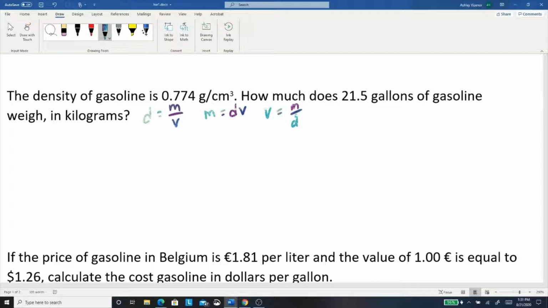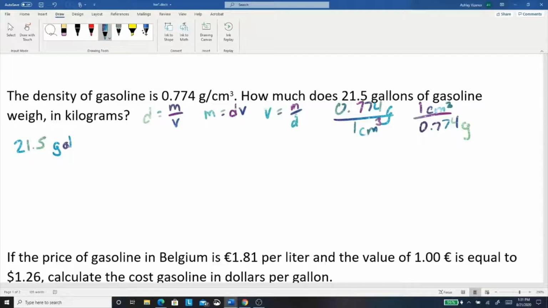So we can rewrite it as 0.774 grams for every 1 cubic centimeter. And if need be, we could also say that 1 cubic centimeter weighs 0.774 grams. So this is how you can use it as a conversion factor. Boom, there's 2 conversion factors that you can use depending on what you need and how you need to cancel things out. So we're starting out with 21.5 gallons.